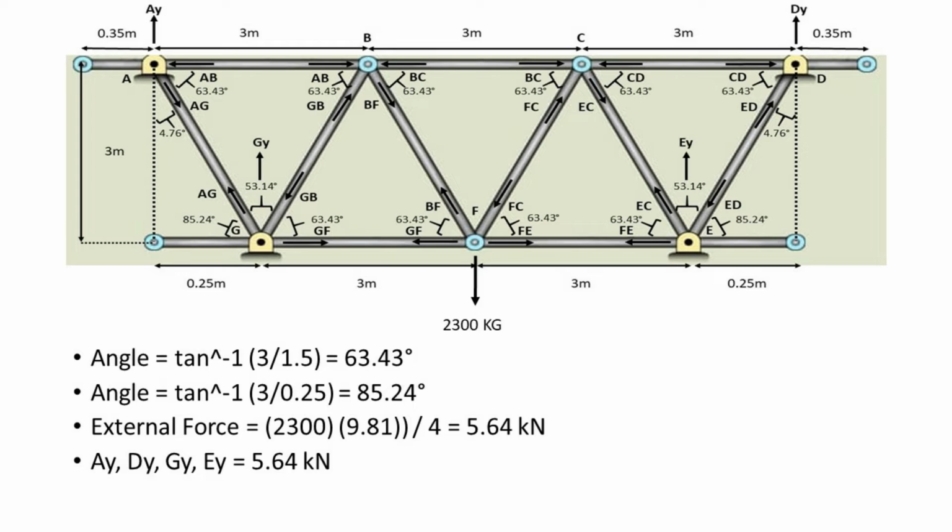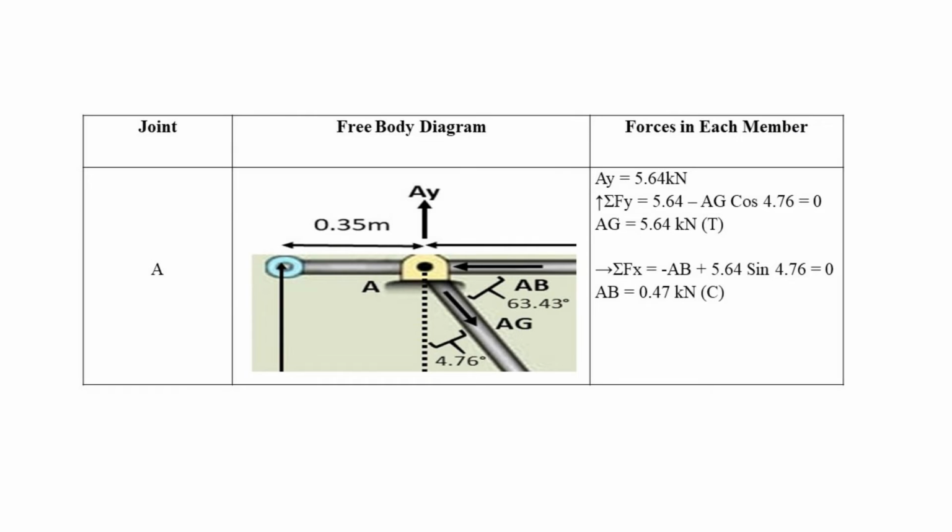There is no force that acts on the x-axis of the frame because there is no external force that acts on the x-axis of the frame. Now we can start to calculate the force that acts on each joint. We will start off with joint A.